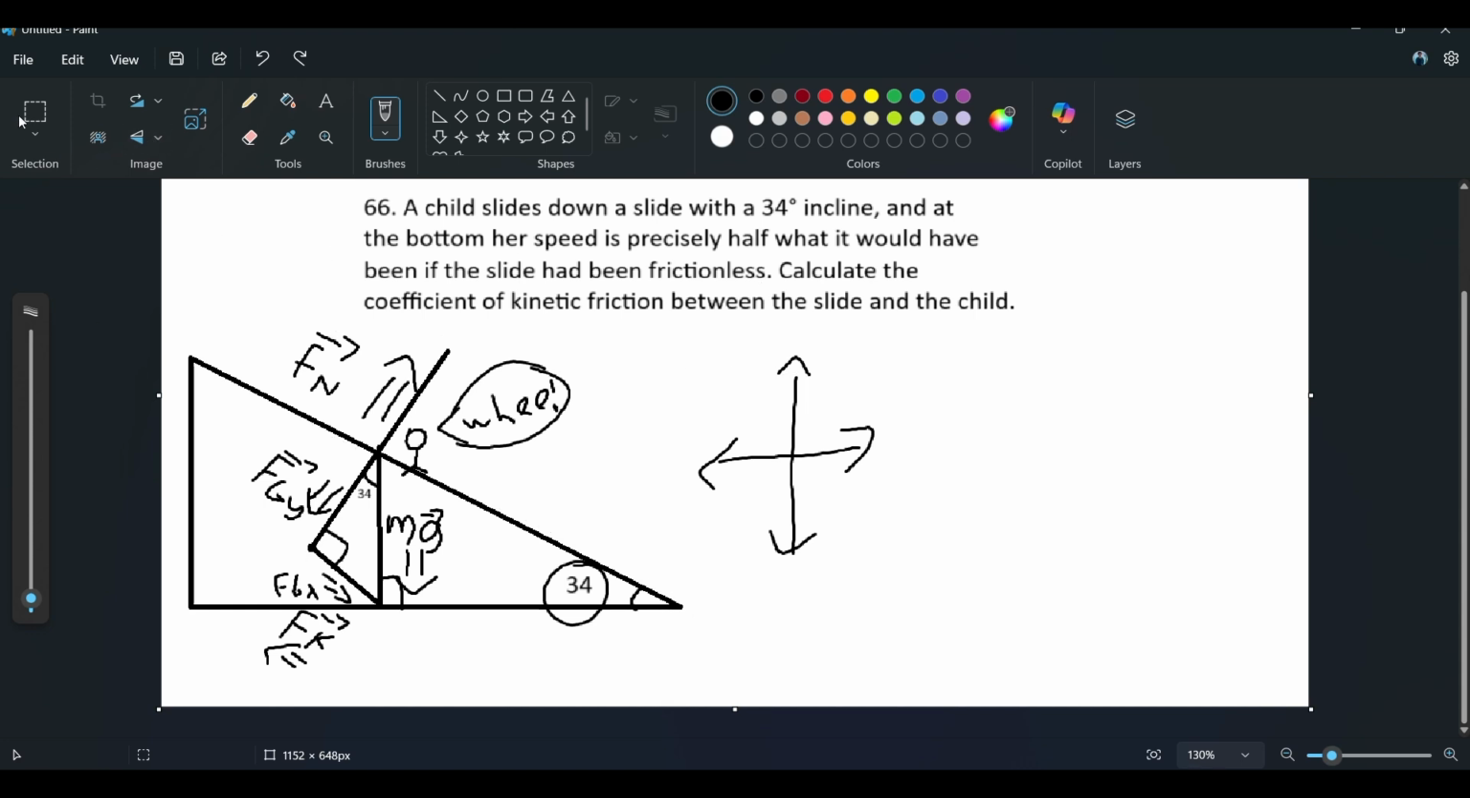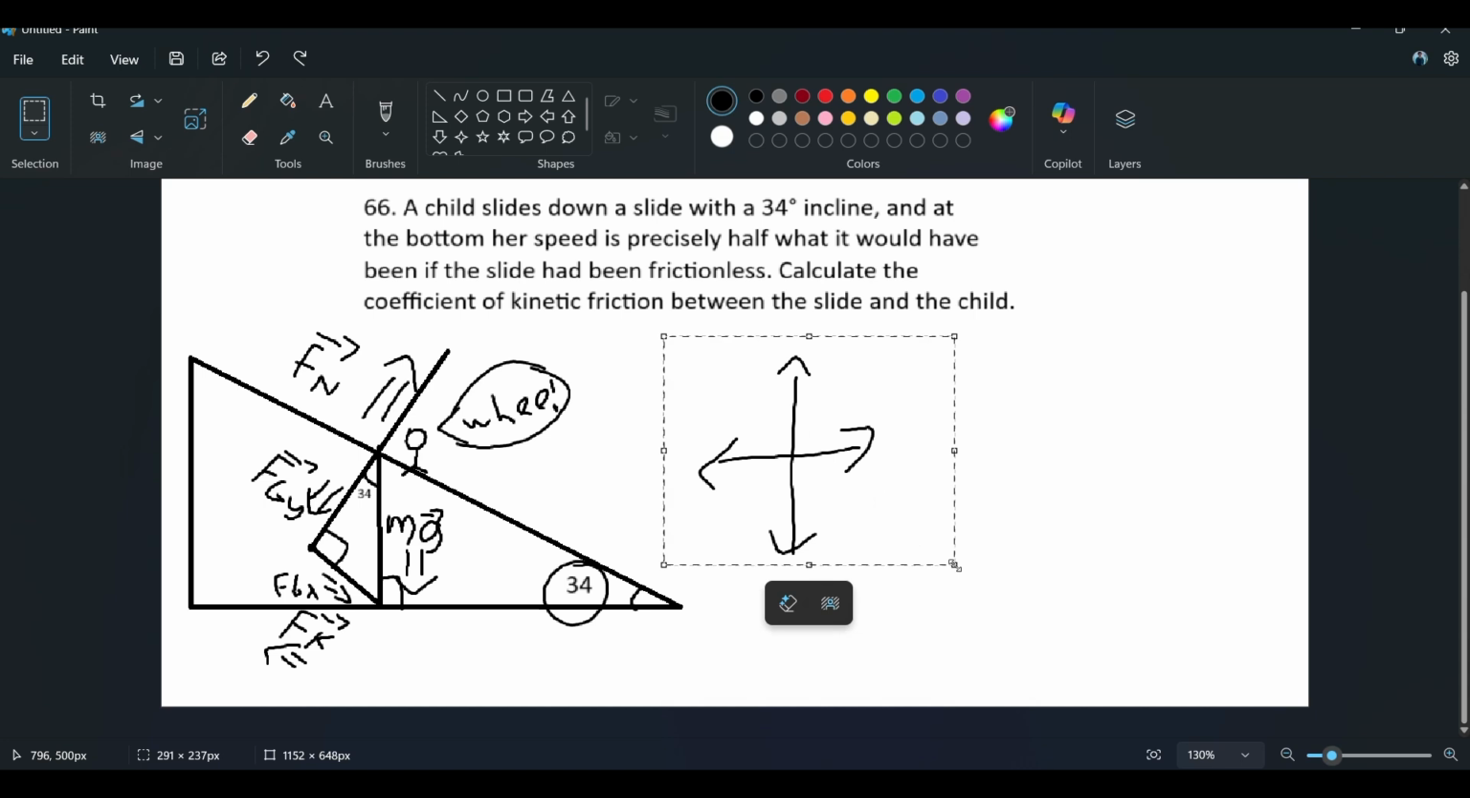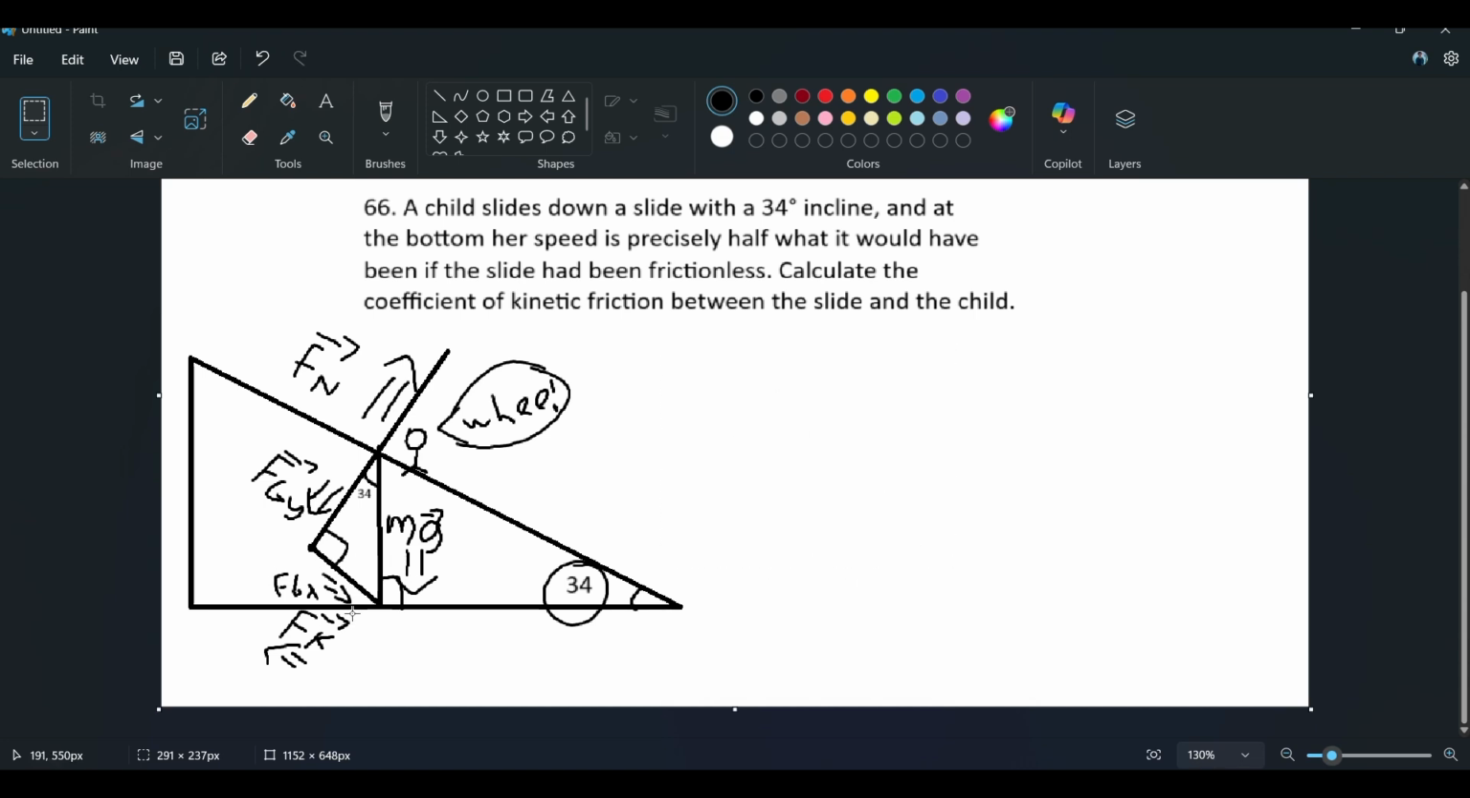Now we have our x and y components of force. This is our x component of force, and this is our y component of force. We'll define downwards to be negative and upwards to be positive. Similarly, we'll define rightwards to be positive and leftwards to be negative. We know that the normal force is going to be of the same magnitude as this y force, but in the opposite direction. This normal force is the same magnitude as this y force.